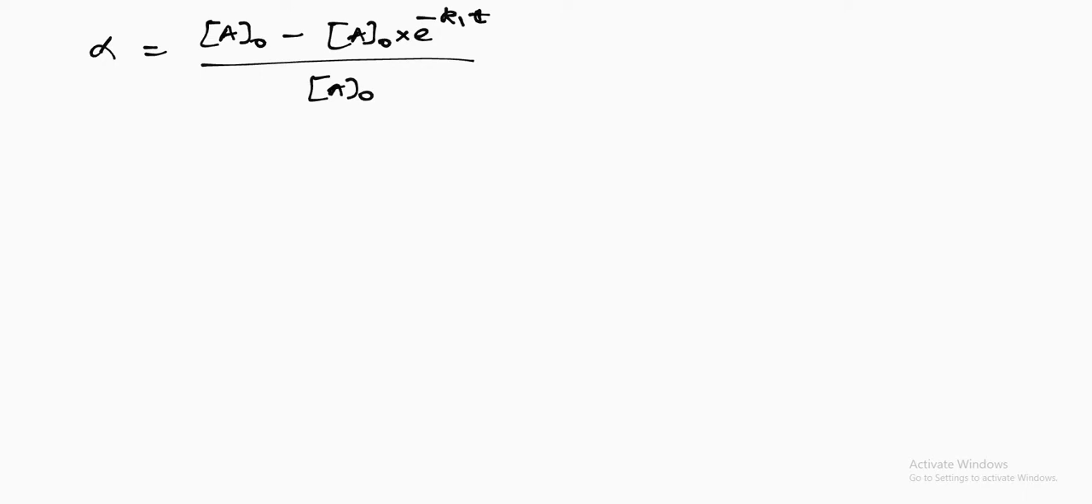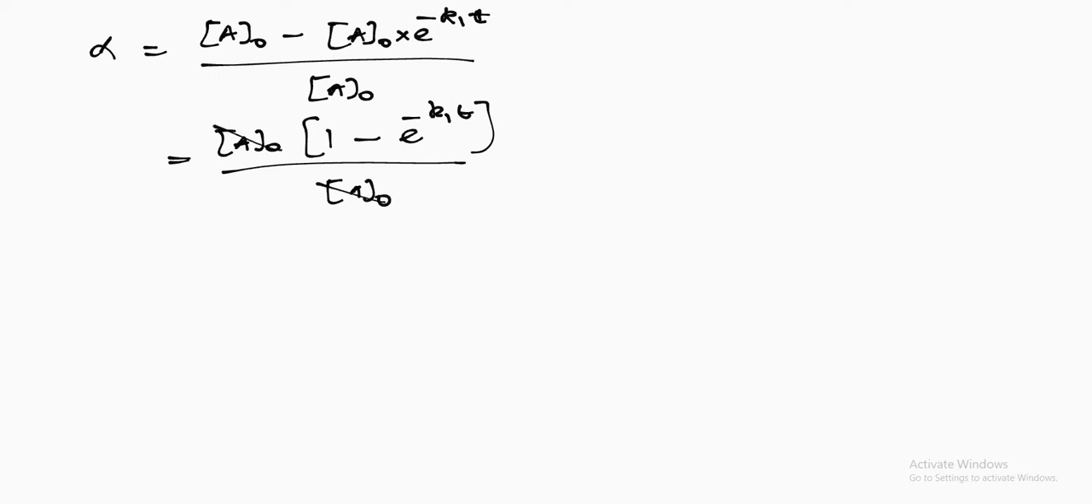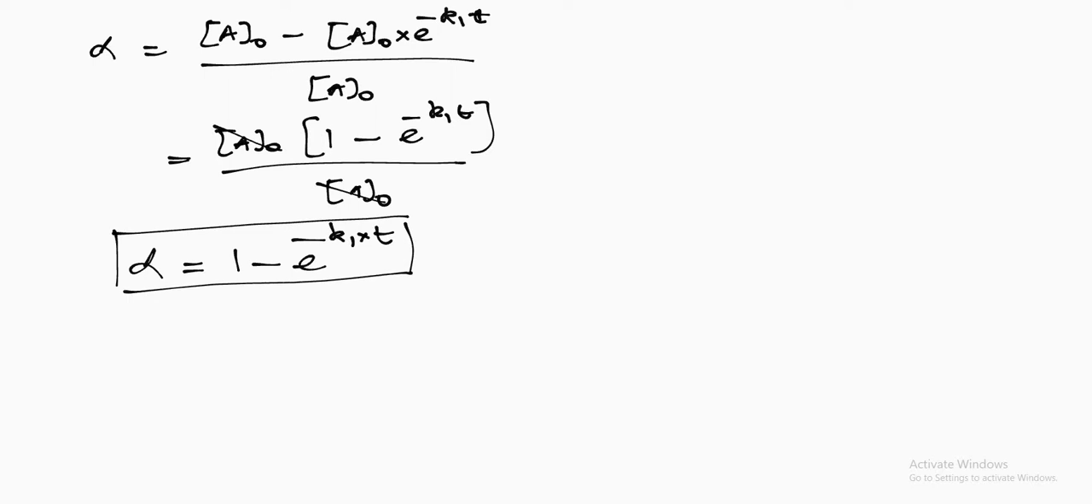So degree of dissociation alpha is equal to A0 minus, in place of At, you know very well the expression for At is A0 into e power minus K1 into t, over A0. In the numerator you take A0 as common. What is left is 1 minus e power minus K1 into t. I took A0 as common in the numerator, divided by A0, so A0 cancels. So you get alpha equal to 1 minus e power minus K1 t. This is the expression for degree of dissociation for a first order reaction.